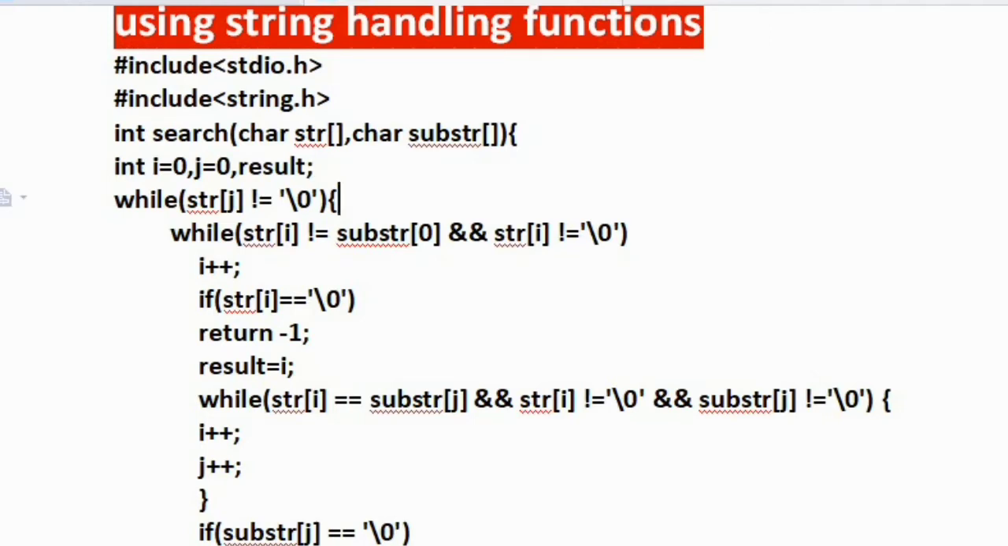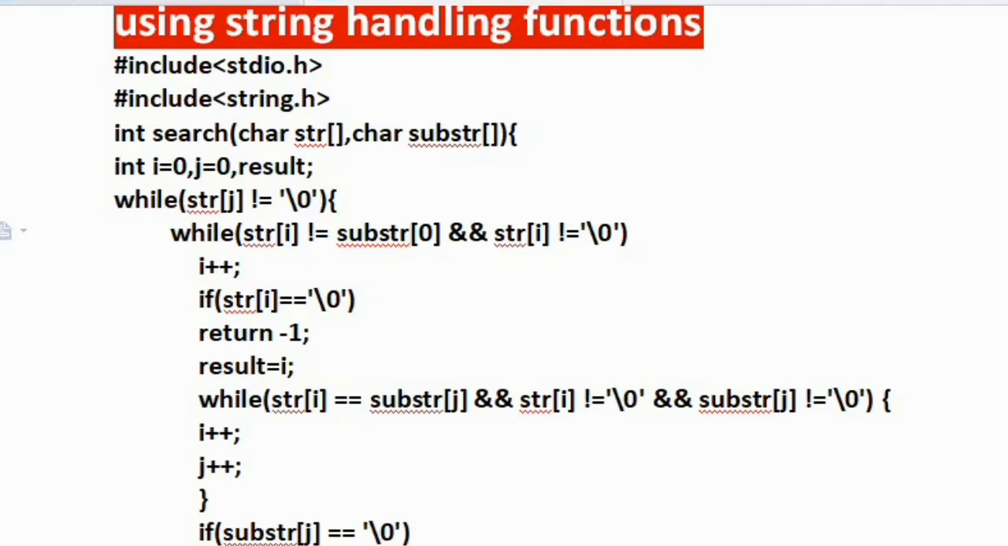This particular while loop is written for that: str of j not equal to \0. That means this while loop checks whether your source string is not null. For example, if I have accidentally given the source string as null, there is no point in searching for the substring, because in a null string you don't have any character other than \0. In that case the program will terminate and you will get not found. So for that we are using the first while loop, and this is a nested while loop, meaning inside the first while we are using a second while.